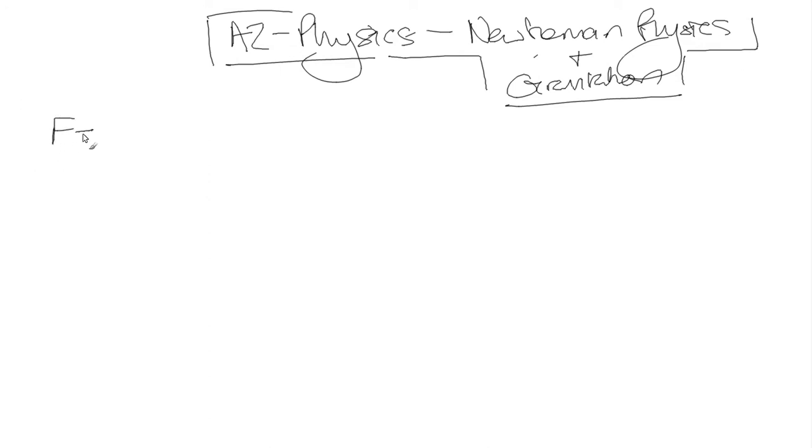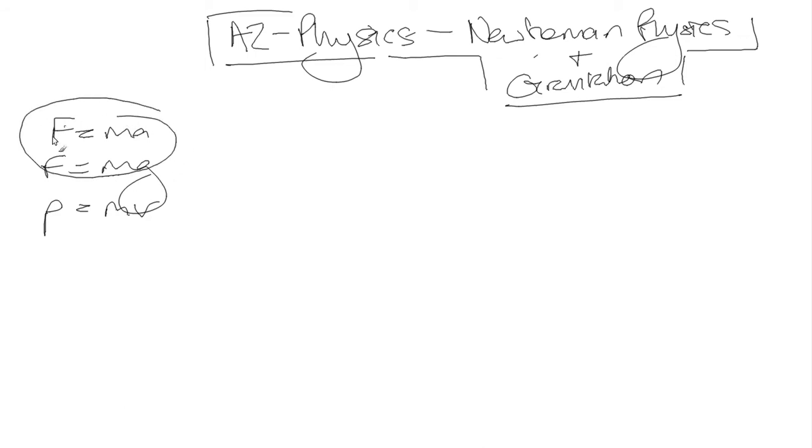Here we go. F is equal to ma, F is equal to mg, P is equal to mv. Okay, these two are forces, and this is momentum. Two of the main types of formulas you'll need for the A2 course.